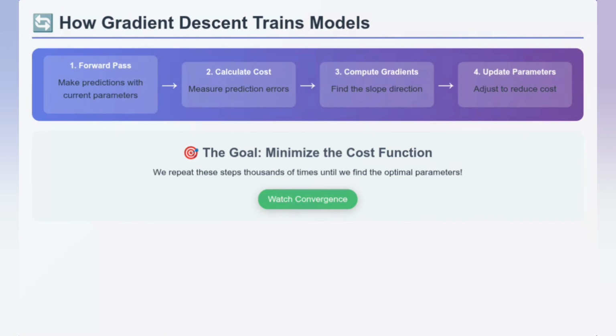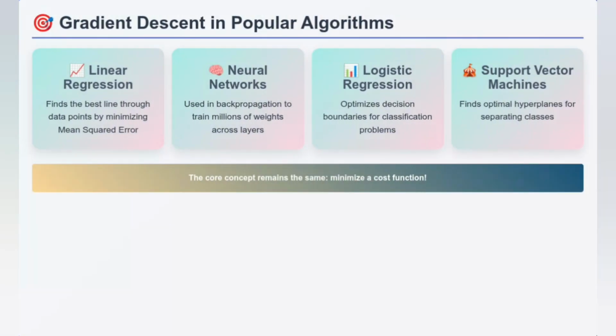As we repeat this process, our cost decreases and our model becomes more accurate. It's like rolling a ball down a hill. It naturally finds the lowest point. Gradient descent isn't just used in one algorithm. It's everywhere. Let me show you some popular examples.